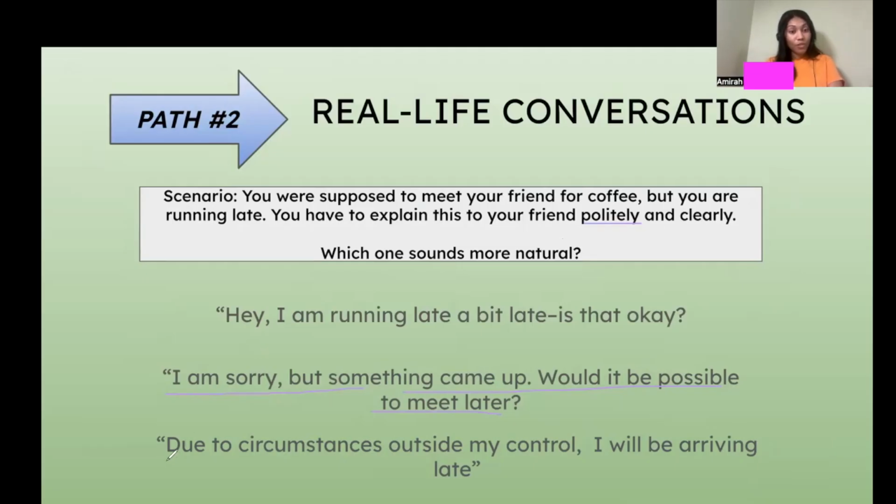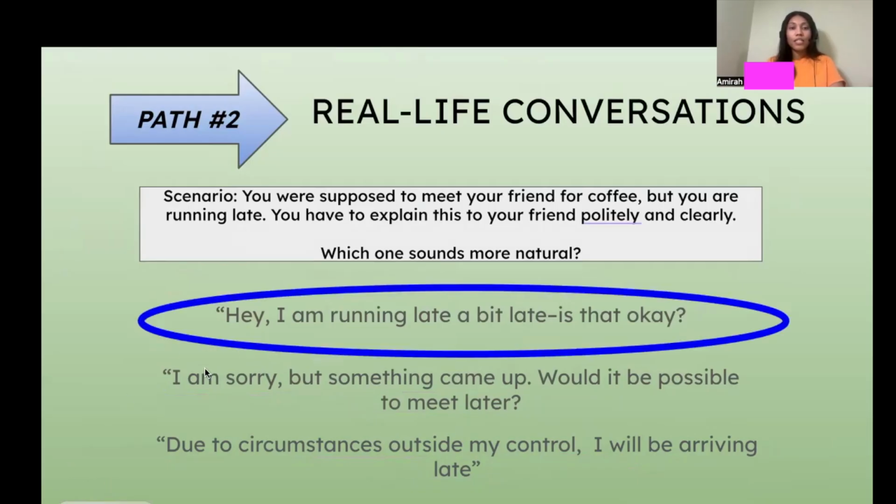And I've had people also tell me this one, especially because it says I will be arriving late. But I do let them know that although you can use all of those, the most natural one to use is this one because you're meeting your friend for coffee. You're not speaking to a coworker or in a professional setting, so there's no need to be so formal. So it says, hey, I'm running a bit late. Is that okay?